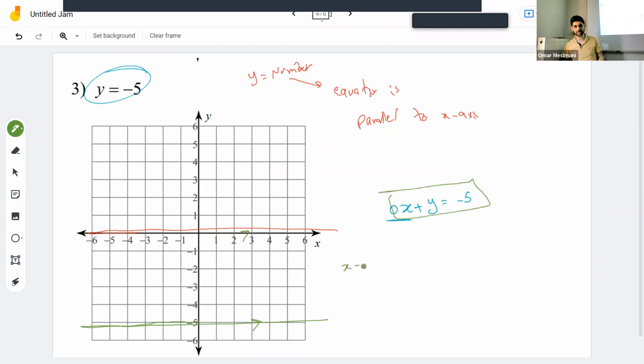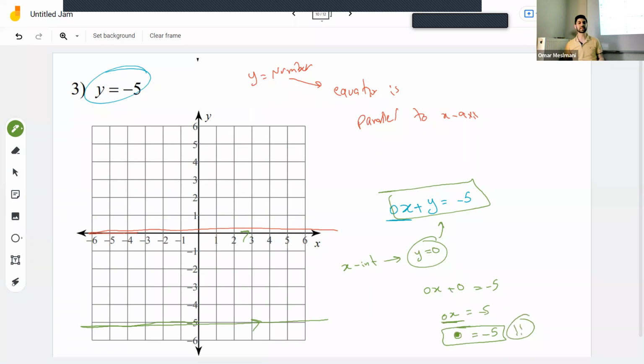If you want to find the x-intercept, what do you do? Put y as 0. So let's take the y and put it as 0 here. Look what you will have: 0x plus 0 equals -5. So 0x equals -5. 0 times x is 0. So can you say 0 equals -5? Can you confirm this information? No, so that's a mistake.